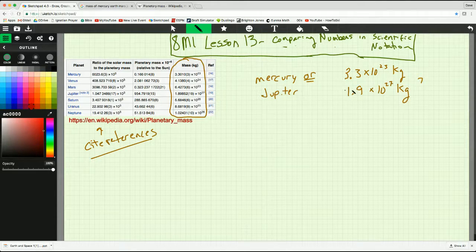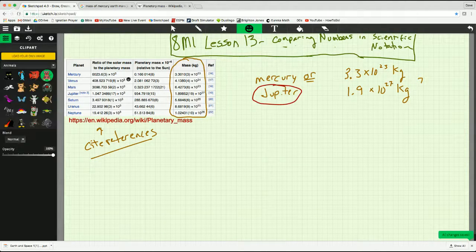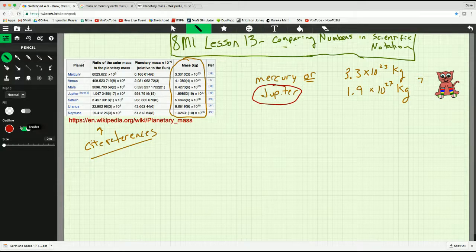And the answer is Jupiter. So if you said Jupiter, give yourself a happy cat, because the answer is, which is very important, why? It's because 27 is bigger than 23. So if we wrote these out as numbers, you would find that Jupiter would have a much bigger number because 27 is greater than 23.